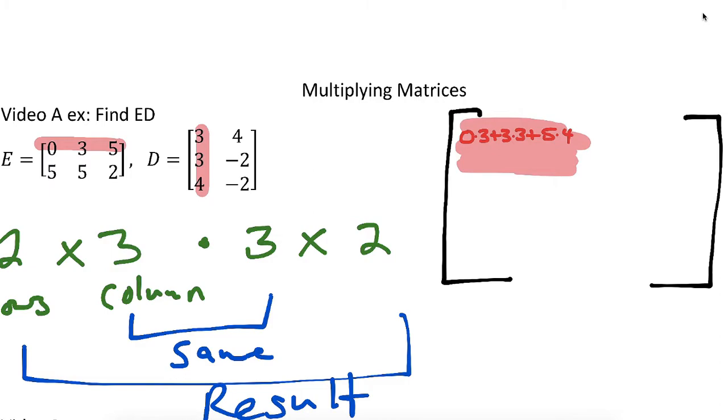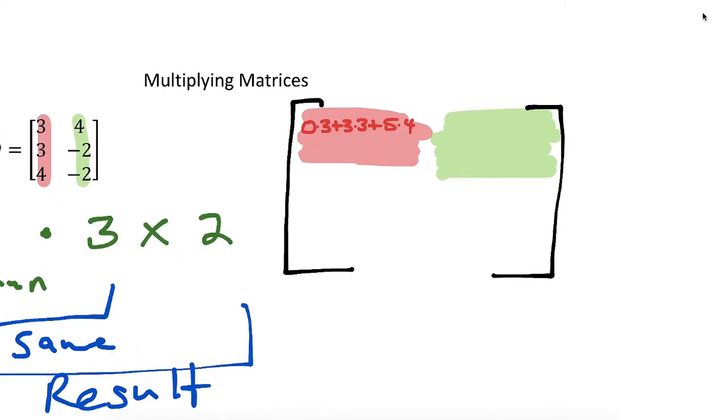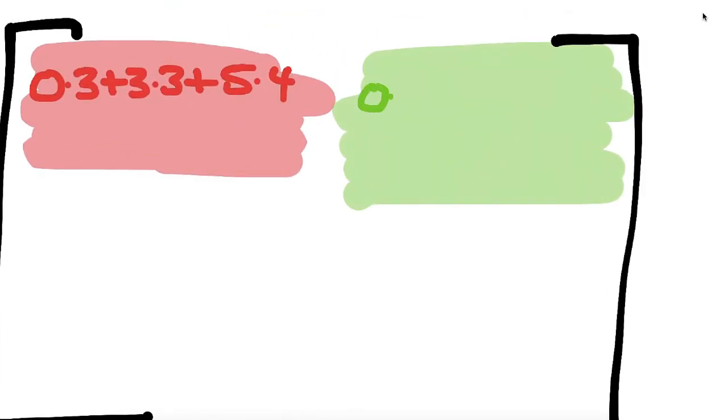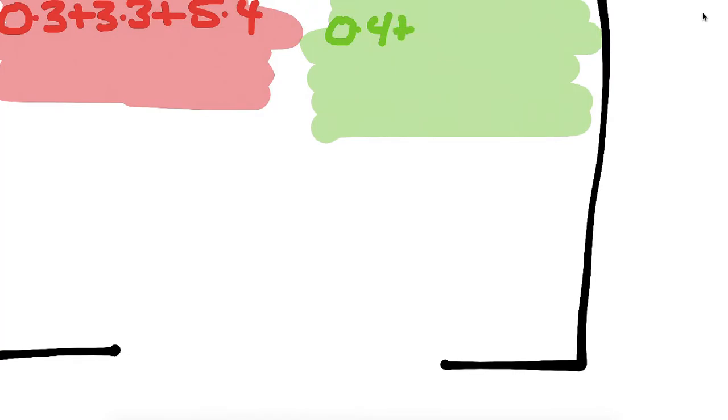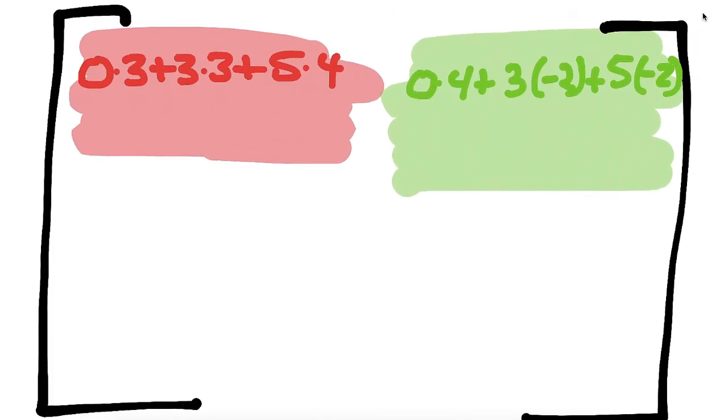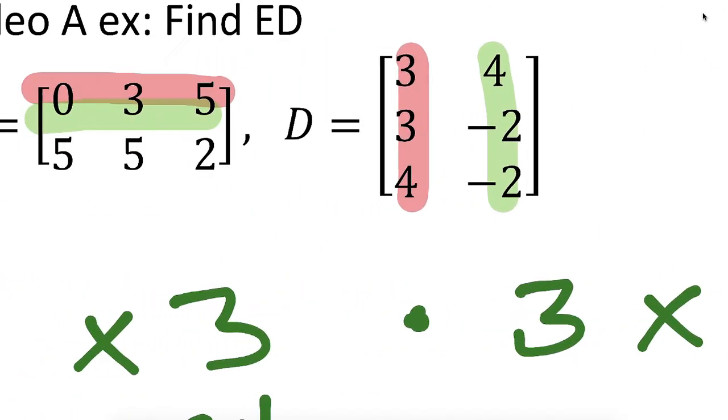Now, if I move on, we'll do the next one in green. I'm going to take this row times this column, and I'm going to put that piece right over here. If we think about what that is, that's 0 times 4, 3 times negative 2, 5 times negative 2. So it's going to be 0 times 4 plus 3 times negative 2 plus 5 times negative 2. Okay, so that's the second piece. Notice I used the 0, 3, and 5 again for that row. I used that for the row of the first one; there's a column for the second one.